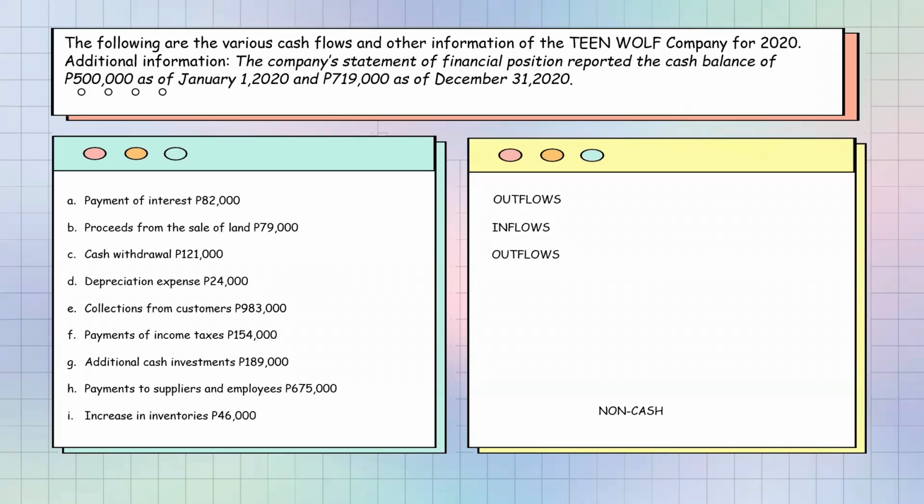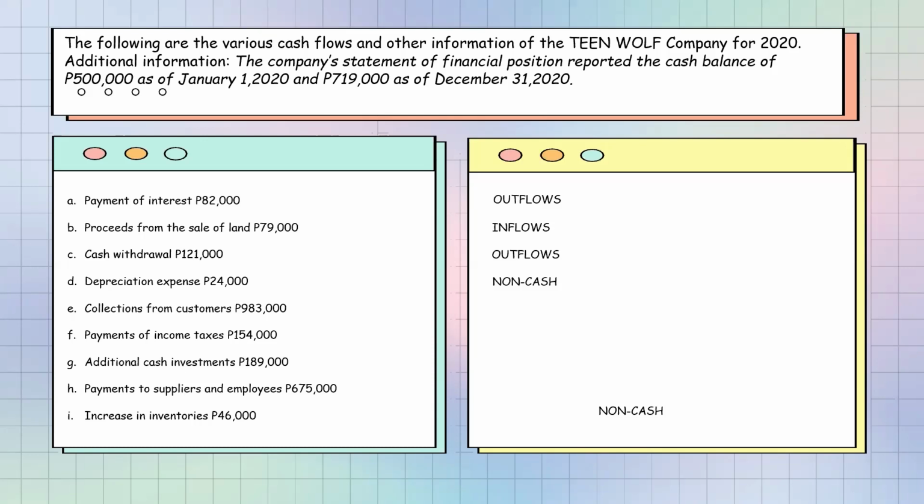So, etong letter D, medyo quite tricky siya. Pero, meron tayong depreciation expense na 24,000 daw. So, ano ba siya? Inflow ba siya or outflow? Dito, isa siyang non-cash. Hindi siya outflows or inflows. Non-cash transaction siya. Ibig sabihin nun, nung ni-record natin yung depreciation expense, wala namang cash na involved. So, hindi siya dapat mag-reflect sa statement of cash flows.